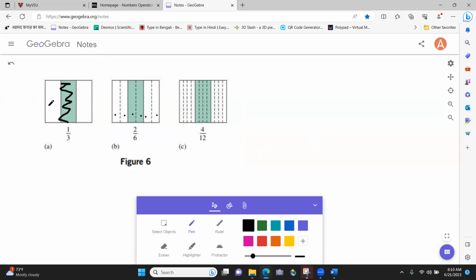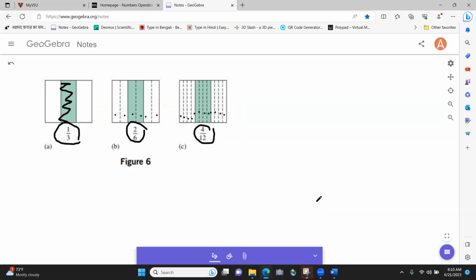Okay, you took the same original 1/3 and split everything into 4 equal pieces, 1, 2, 3, 4, 1, 2, 3, 4, 1, 2, 3, 4. Now you have 12 equal parts and 4 of them are shaded, so you can call it 4/12. This is a very nice way to see that 4/12, 2/6, 1/3, they're all the same, they represent the same amount, they represent the same fraction, they're equivalent.